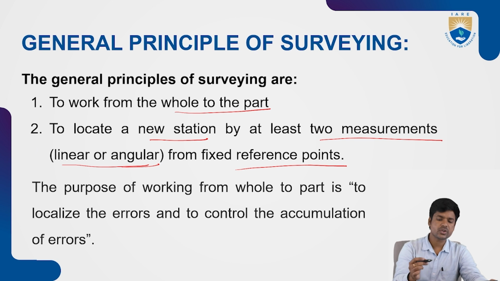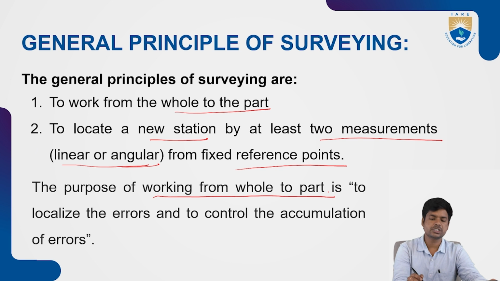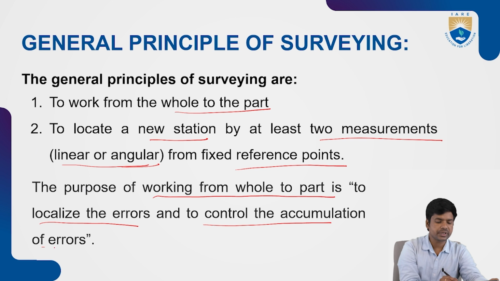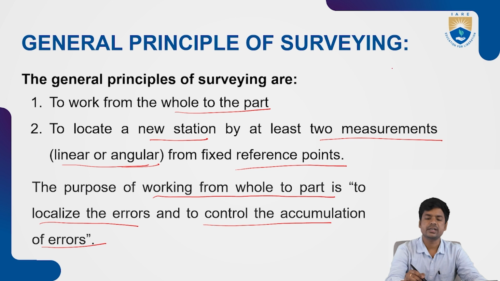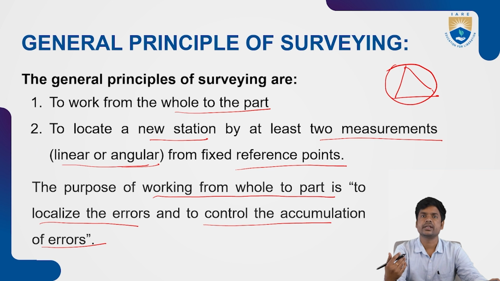So coming to the first one, the purpose of working from whole to part in the first principle is to localize the errors and to control the accumulation of errors. So if you have any large area, we are going to divide this particular area into small areas, small portions, then we can reduce the error percentage.